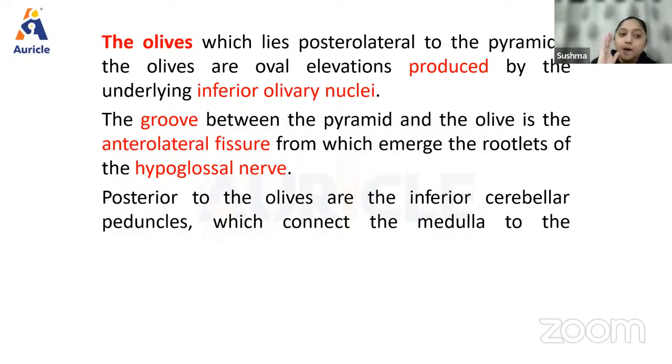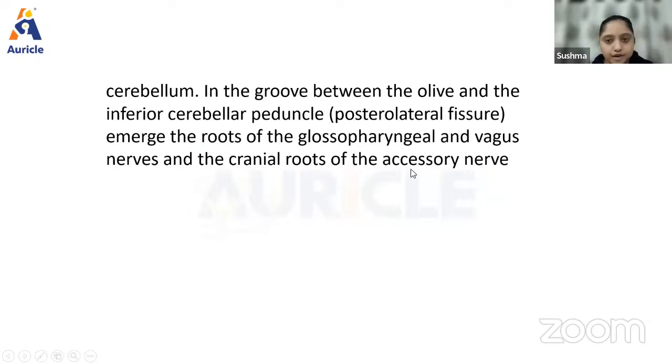The groove between the pyramid and olive is the anterolateral fissure, and we have the rootlets of the hypoglossal nerve coming into the picture. Posterior to the olives, we have the inferior cerebellar peduncles, which connect the medulla to the cerebellum.